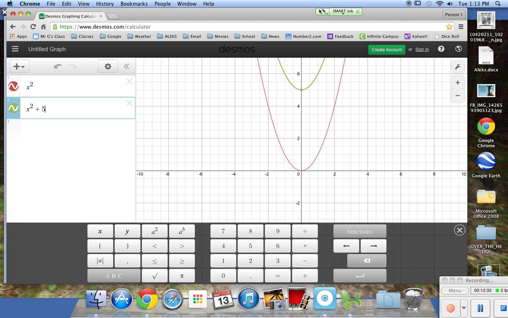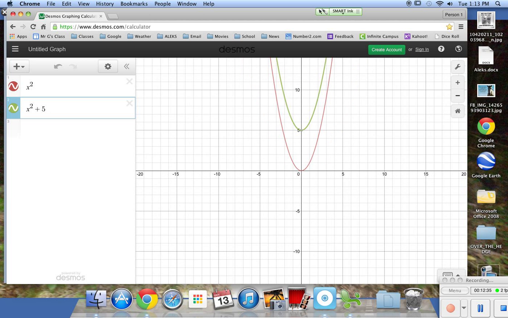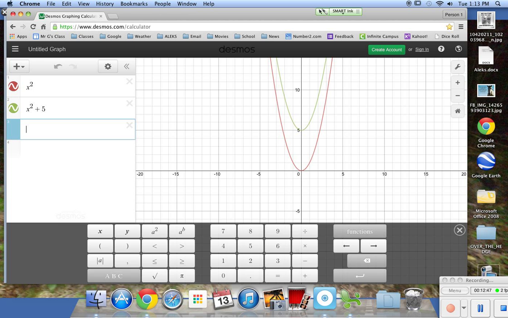You'll see what happens in my graph. It literally moves my graph up 5 spaces. This is called a translation. If I was to put it in parentheses and add 5, x plus 5 in parentheses and then squared, notice what it does now.